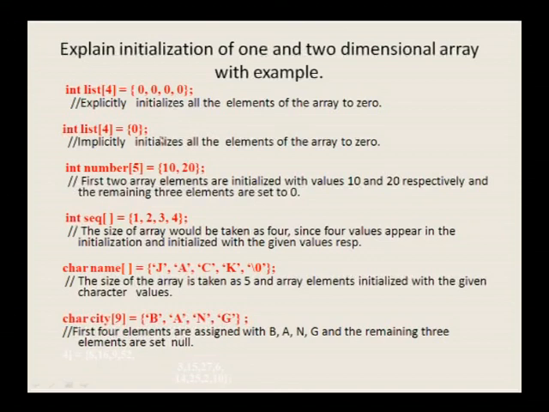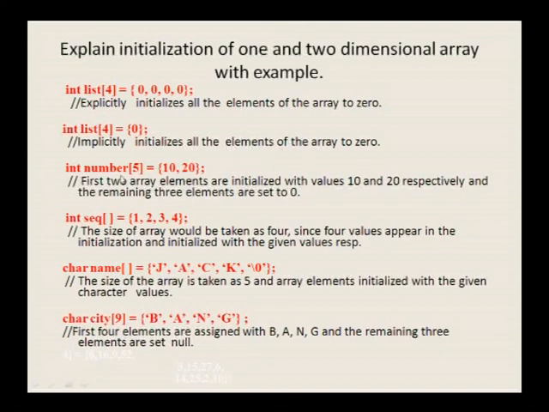This could also be done in a shortcut manner such as this, that is int list of 4 is equal to 0. So, here as I am assigning 0 to one of these elements, what about the rest of the elements? The rest of the elements by default again will be assigned or initialized with a 0 value. So, here implicitly we are initializing all the elements of the array to 0.